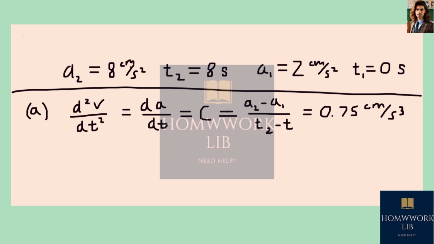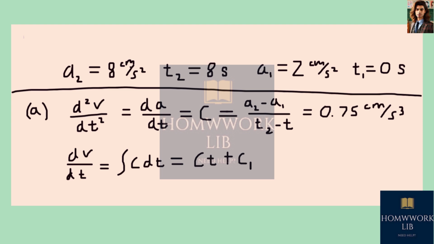Now I'm going to try to get back to acceleration, and to do that, I'm going to integrate d squared v by dt squared. If I integrate, I end up with dv by dt, and that's going to be equal to the integral of c with respect to time. This simply gives me c times t plus some integration constant c1.